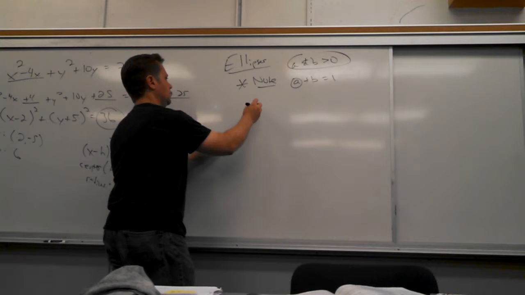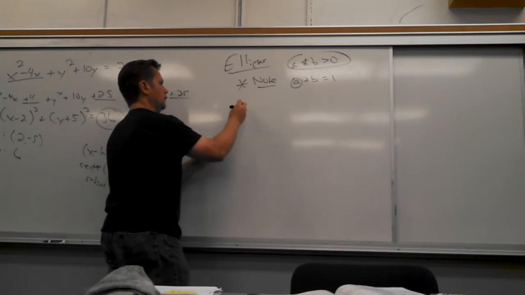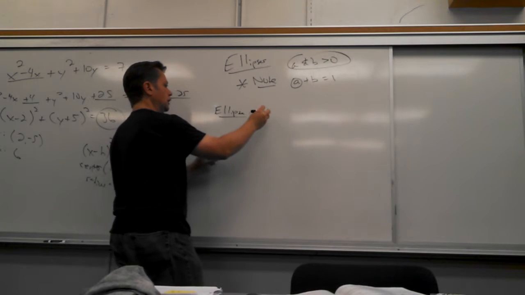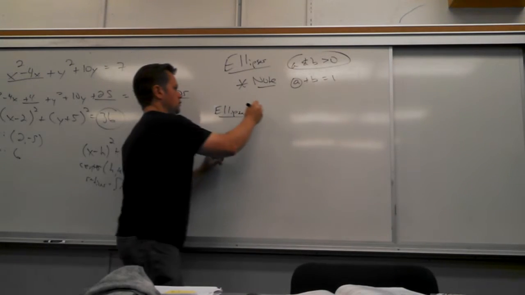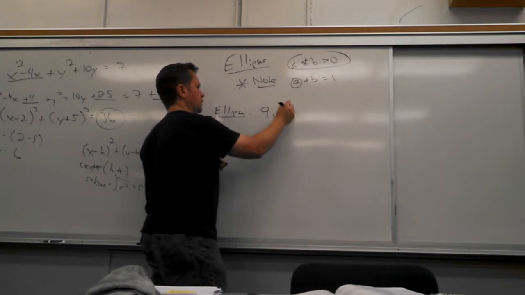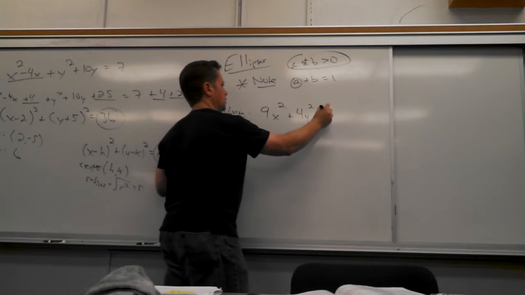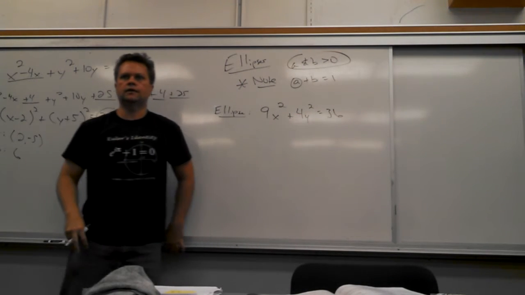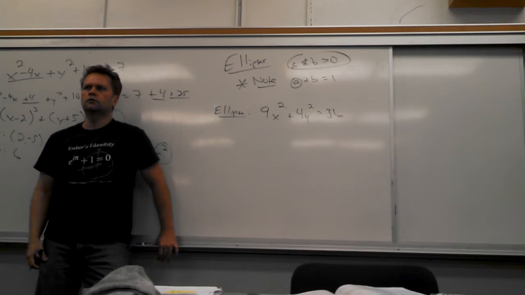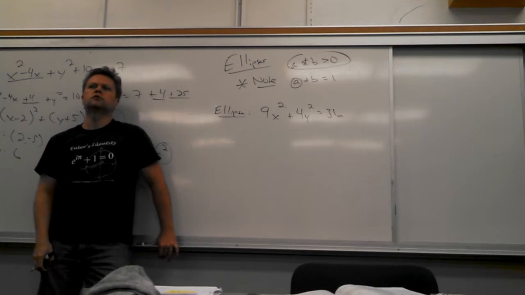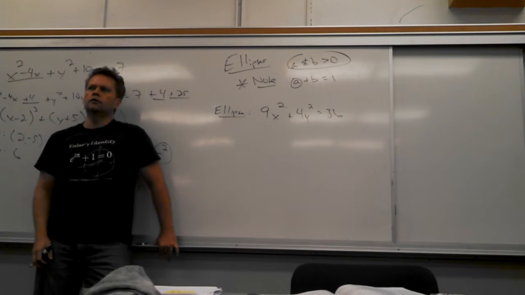So here's the idea of an ellipse. An ellipse would be like a circle. So let me give you an example: an ellipse would be like 9x squared plus 4y squared equals 36. Why is that an ellipse? Because of those different coefficients. I like it.